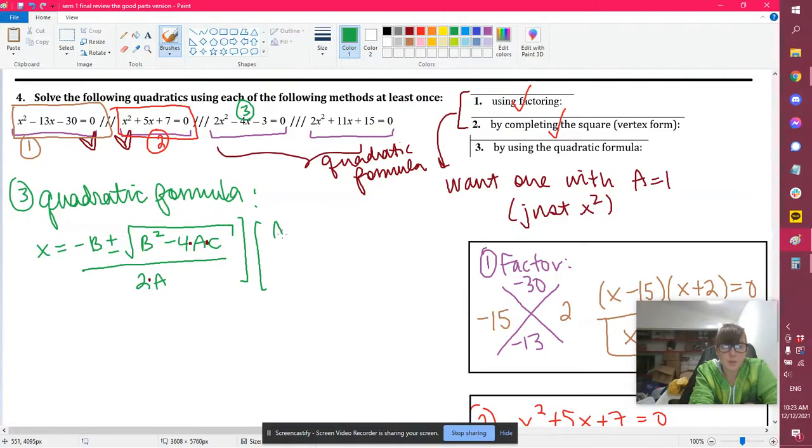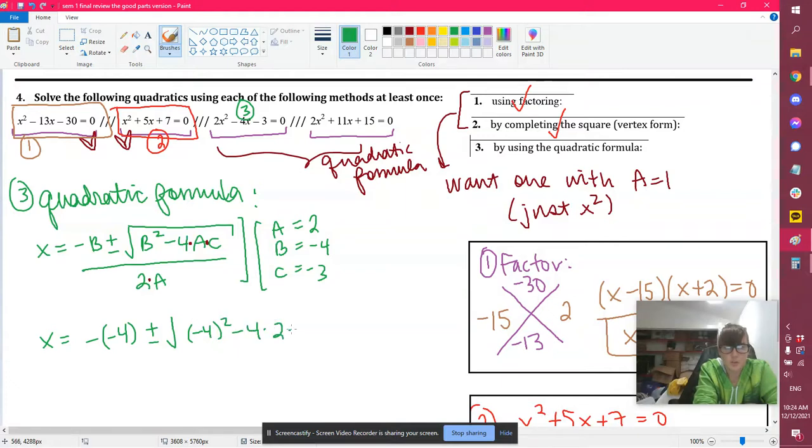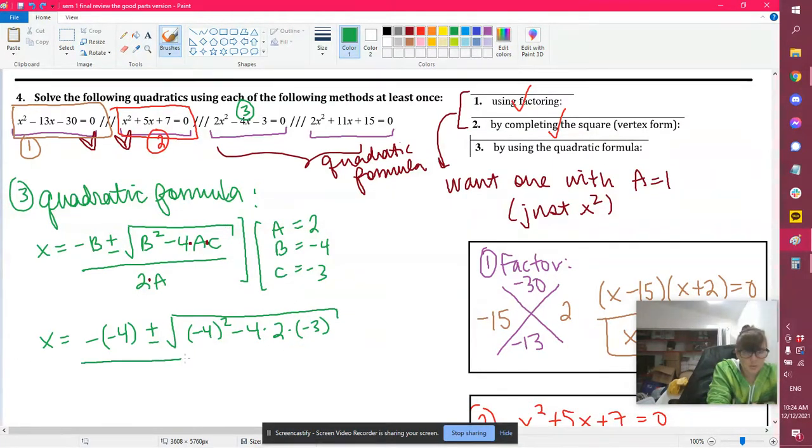The other part is we need to know the a, the b, and the c of our given equation. So here, our a is 2, because the thing next to x squared is 2. Our b is negative 4, important. And our c is negative 3, also important. All right, let's plug it in. Negative of negative 4 plus or minus the square root of negative 4 squared minus 4 times 2 times negative 3, all divided by 2 times a, which is 2.